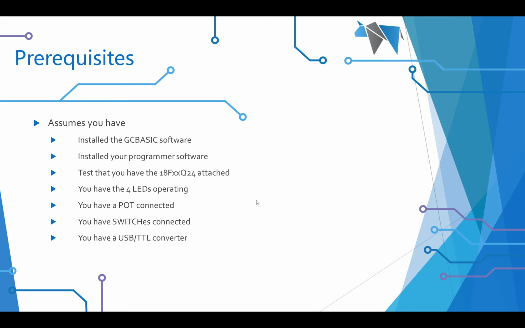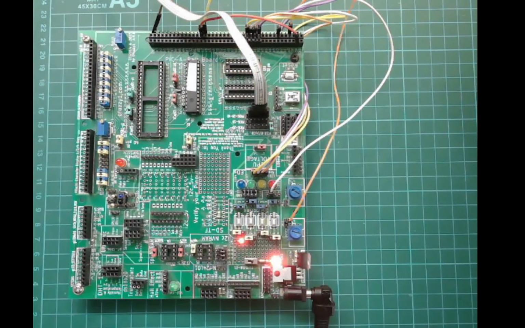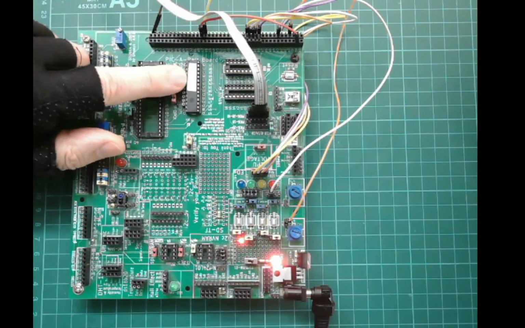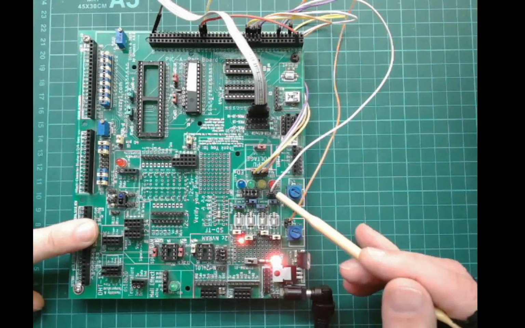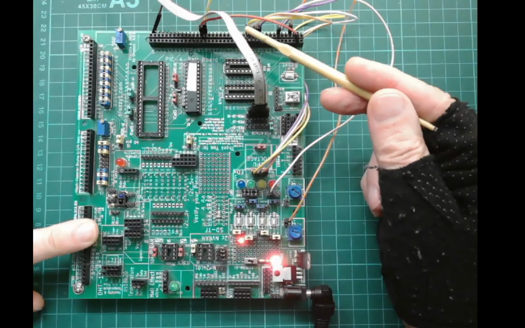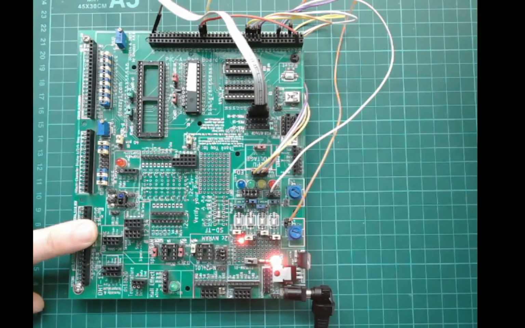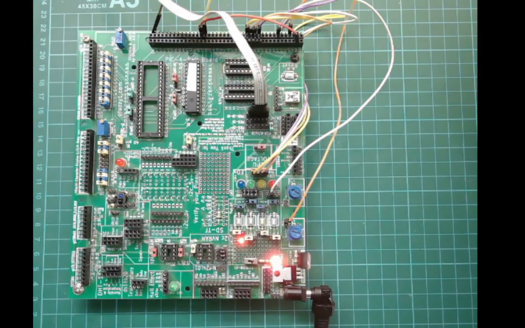I've assumed you've installed the GCBASIC, you've got it programming, you've got a Q24, 4 LEDs, potentiometer, and a switch and a USB TTL. We're not going to be using all of that today, because all we're going to be using today is the Q24 here. I have 4 LEDs hooked up and a switch. They're all connected to this back rail here into this Q24, programming it through a PIC18FxxQ24.